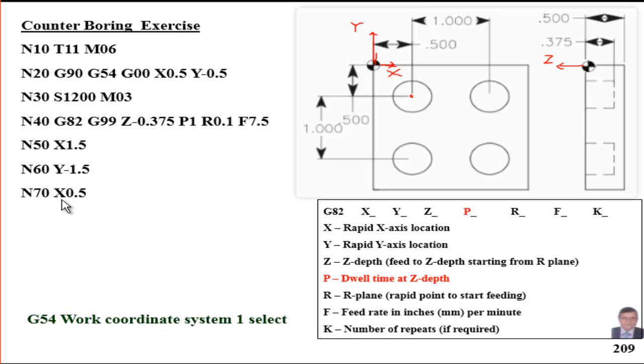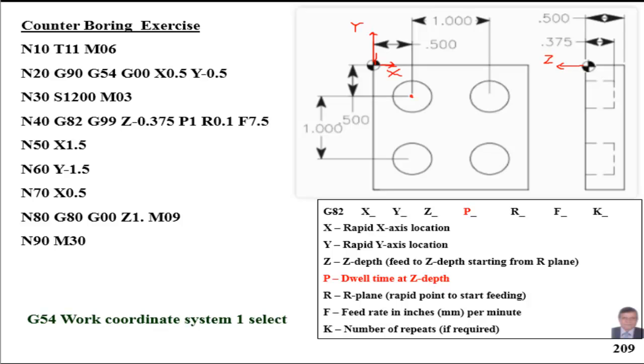Again, the same at this position at X 0.5, and at the same Y, the counter bore canned cycle will be repeated at that position as well. So this is the end of the program, and we just retract the tool to a safe position where Z is equal to 1 above that point. 1 means in the positive direction, and we terminate the canned cycle by G80. Otherwise, it will remain active, and we end the program. So this is a typical example of using that type of canned cycle.